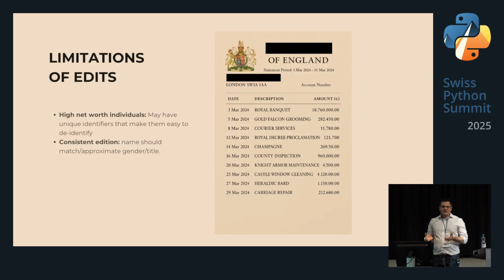So limitations of editing. You can't anonymize people who are high net worth. If you're the King of England, the bank statements are too unique. Also, if you're doing editing, make sure that the text that you replace is about a similar length. So the person's name is similar in length to the synthetic. It's also important within that same document to keep the same person's name that's being replaced, and probably gender or titles also should be consistent throughout the document.